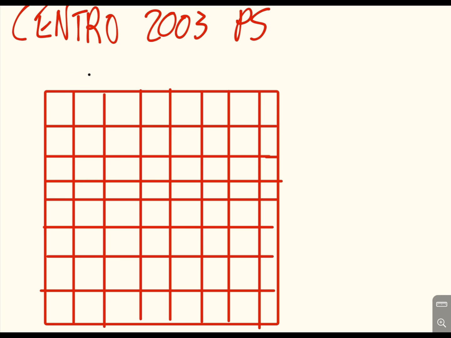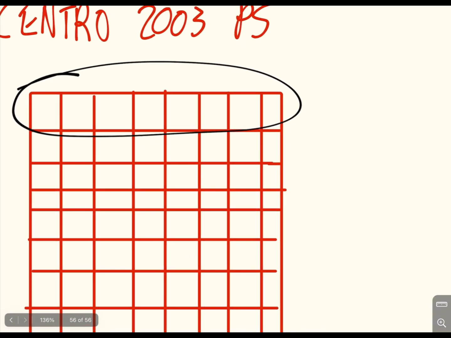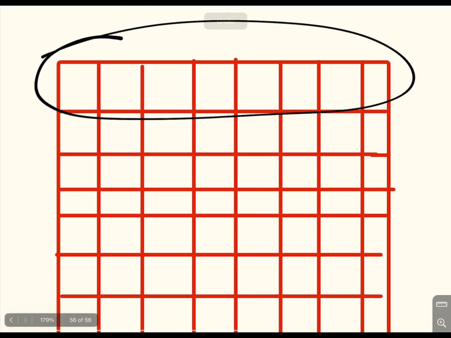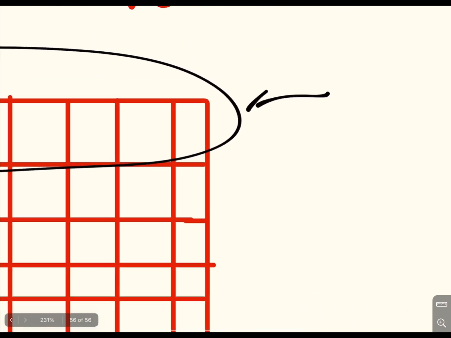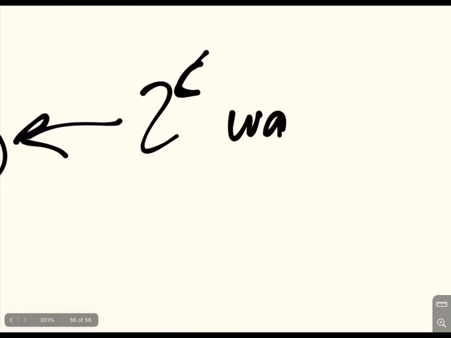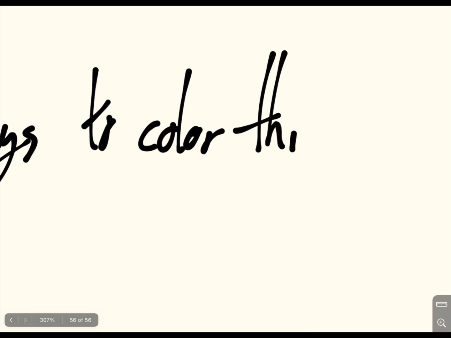So let's take one row. Let's take this top row, and the number of ways we can fill up this row with black or white cells is 2 to the 8, because there are 2 ways to fill out this cell, 2 ways to fill out this cell, and so on and so forth. So 2 to the 8 ways to color this row.